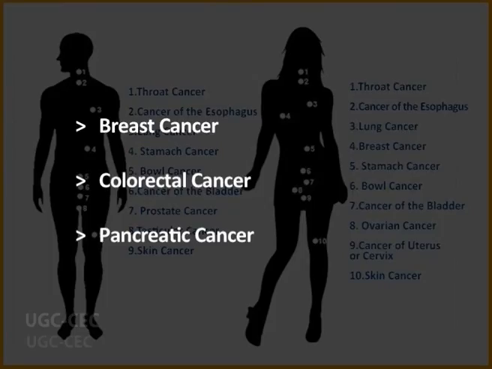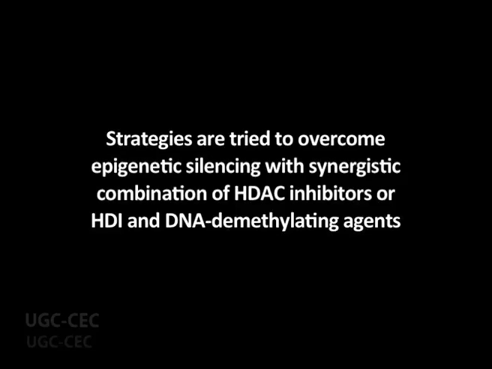And the final is in therapeutic intervention. Epigenetic instability caused by deregulation in chromatin remodeling is studied in several cancers, including breast cancer, colorectal cancer, pancreatic cancer, etc. Such instability largely causes widespread silencing of genes with primary impact on tumor suppressor genes. Hence, strategies are now being tried to overcome epigenetic silencing with synergistic combination of HDAC inhibitors or HDI and DNA demethylating agents.